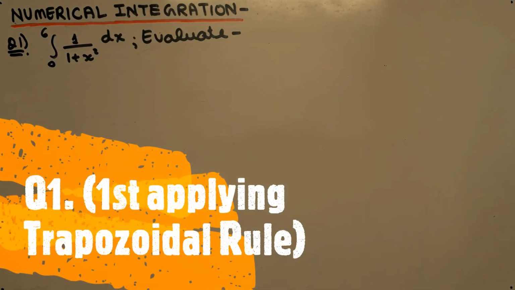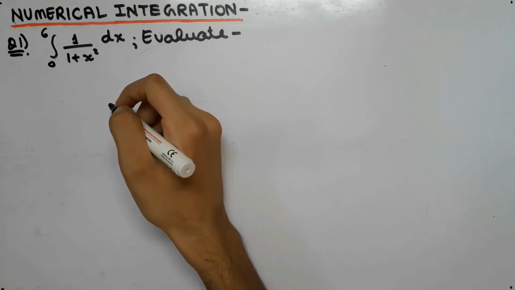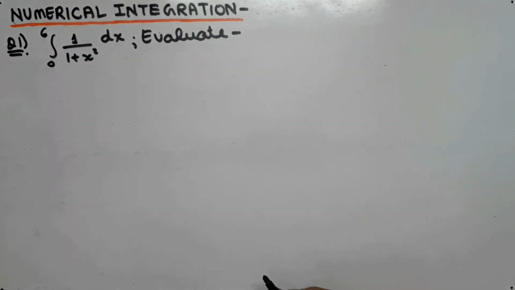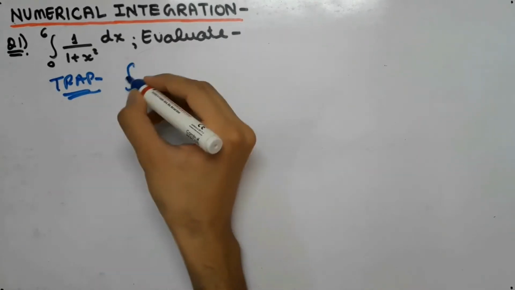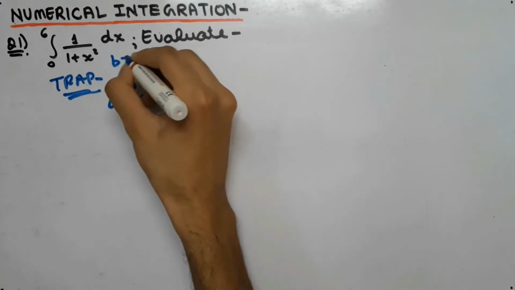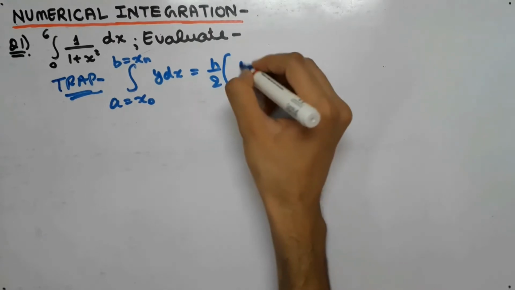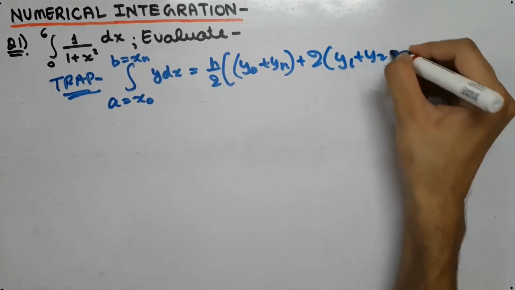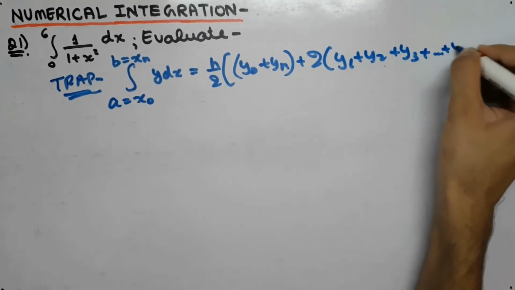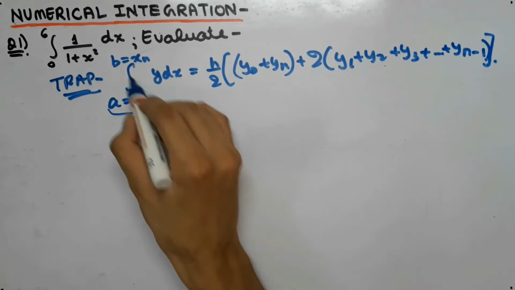Now guys, in question number 1, we have to evaluate this integral using the trapezoidal method, Simpson's 1/3 rule or Simpson's 3/8 rule. So we will solve this question by all three rules. So first of all, we are going to write the formula for the trapezoidal rule. That is, we know that the formula for the trapezoidal rule is integral from a equal to x naught to b equal to xn of y dx equal to h by 2 into y naught plus yn plus 2 into y1 plus y2 plus y3 till yn minus 1.